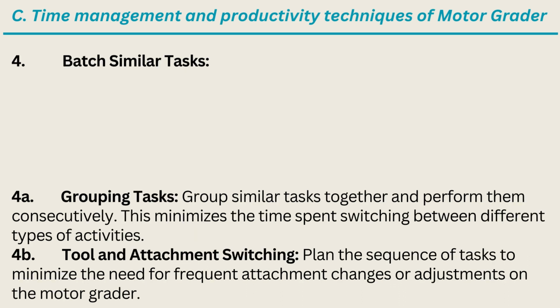4. Batch similar tasks. 4A. Grouping tasks. Group similar tasks together and perform them consecutively. This minimizes the time spent switching between different types of activities. 4B. Tool and attachment switching. Plan the sequence of tasks to minimize the need for frequent attachment changes or adjustments on the motor grader.